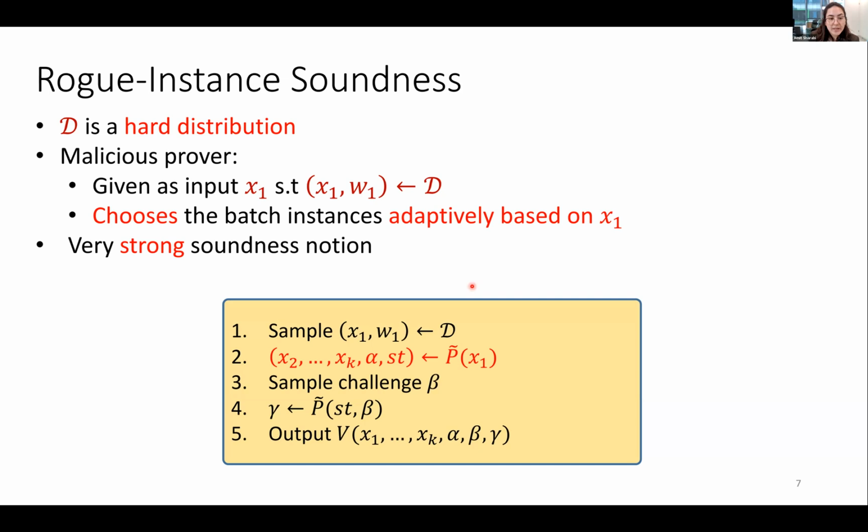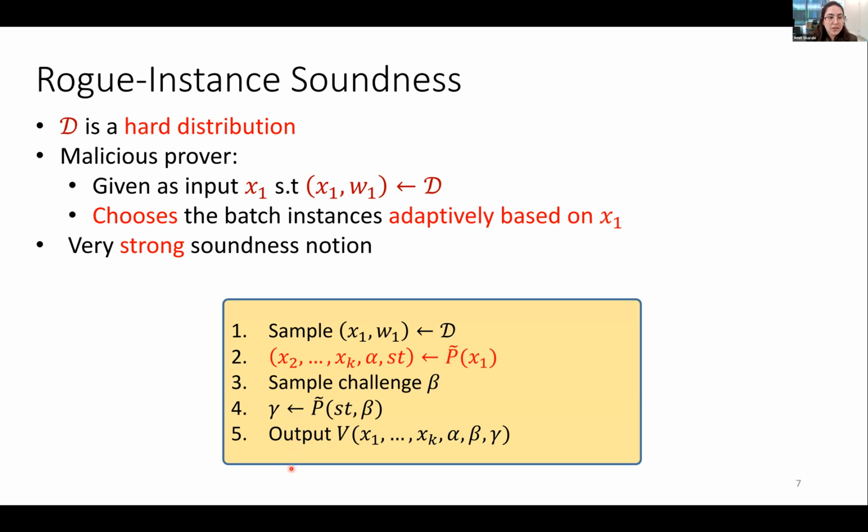We capture this in a simple game, which is to sample the instance witness pair from a hard distribution, then to invoke the malicious prover on the instance x1 in order to get the rest of the batch instances x2 to xk, and then we continue to follow the original sigma protocol. We sample some challenge beta, the prover responds with an answer gamma, and the verifier decides whether to accept or reject.